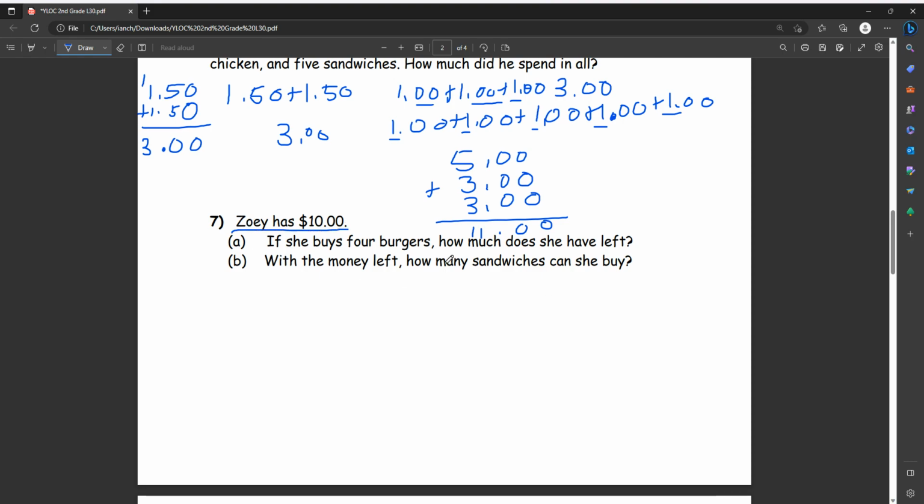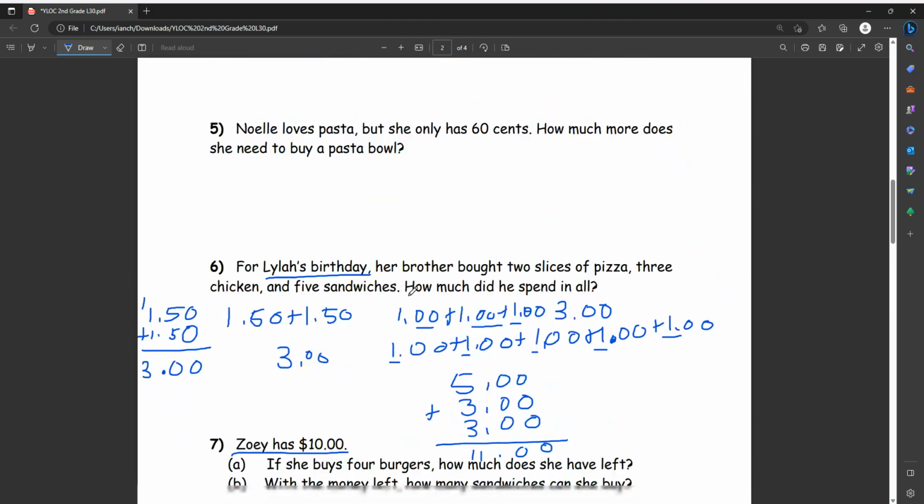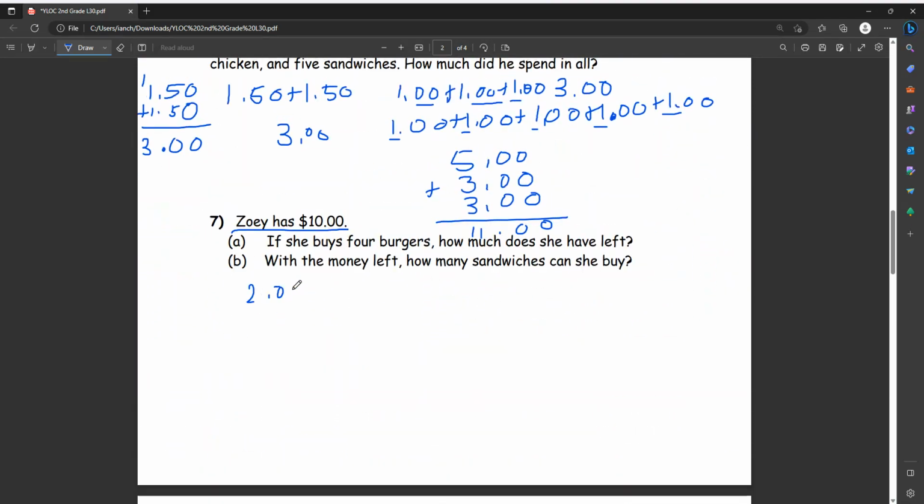Number 7, Zoe has $10. If she buys 4 burgers, how much does she have left? So 4 burgers, a burger costs $2 and she wants 4 of them. So 2.00 plus 2.00 and then 2.00 plus 2.00.